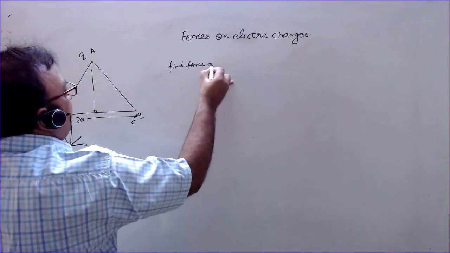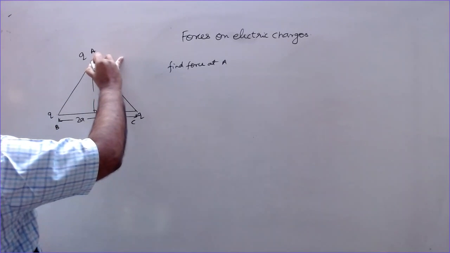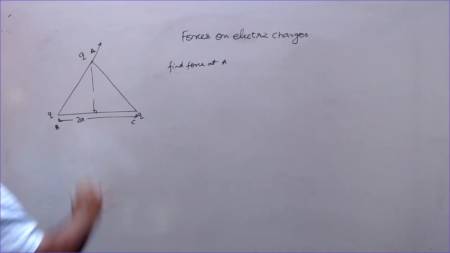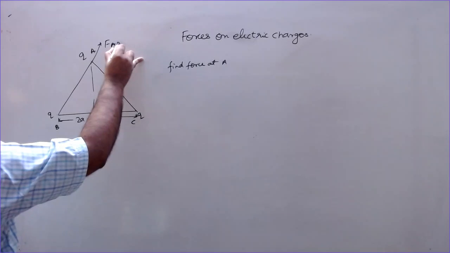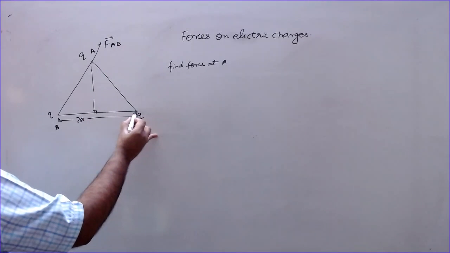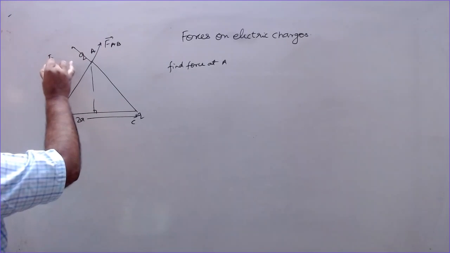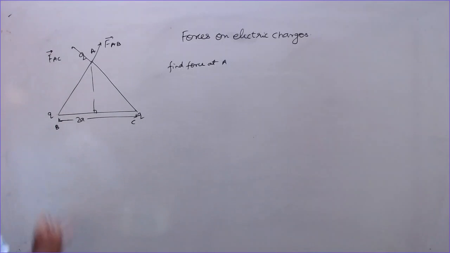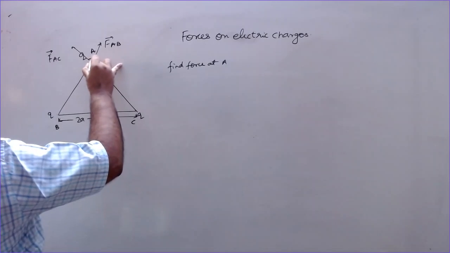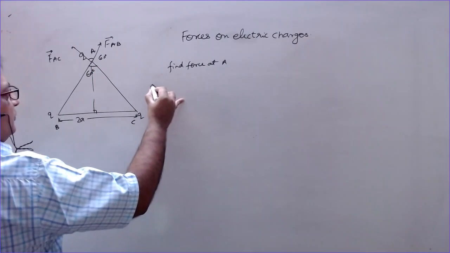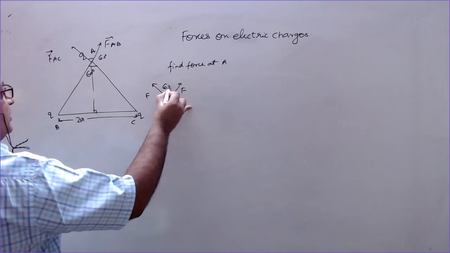At A, the force due to this charge is acting in this direction along this line. This is a force of repulsion. This is FAB. Similarly, this charge applies a force on this in this direction, which is FAC, and you have to find the resultant of these two. This angle is 60 degree, so this angle is also 60 degree. So these two forces are equal. Suppose F at an angle of 60 degree.